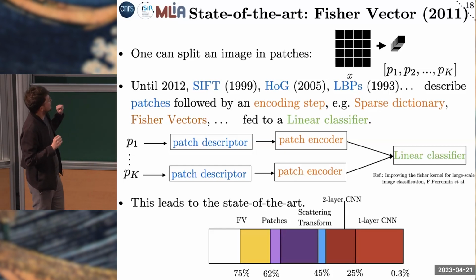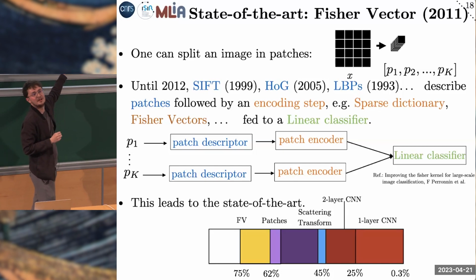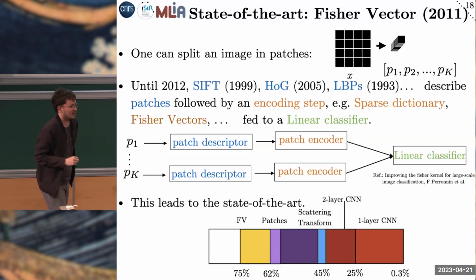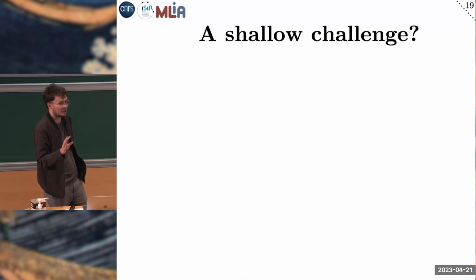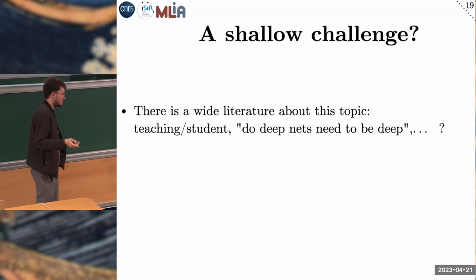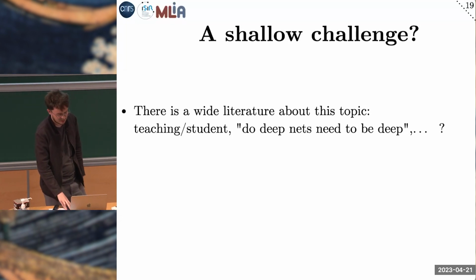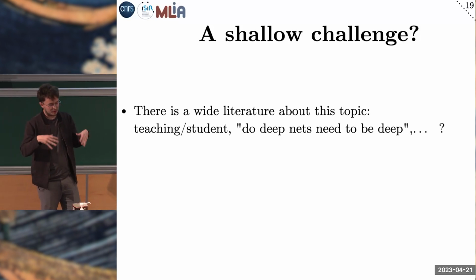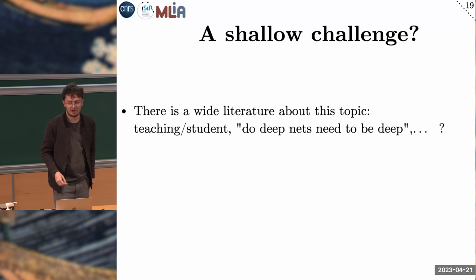So looking at those numbers, it's one of the first times I see a baseline where the deep neural network is the last. And principled methods that were used prior to deep learning are doing slightly better. So I think there is a kind of shallow challenge here, in the sense that there is a super wide literature where people are teaching students whether deep neural networks need to be deep, and this kind of other challenge where people try to constrain a lot of their neural networks.